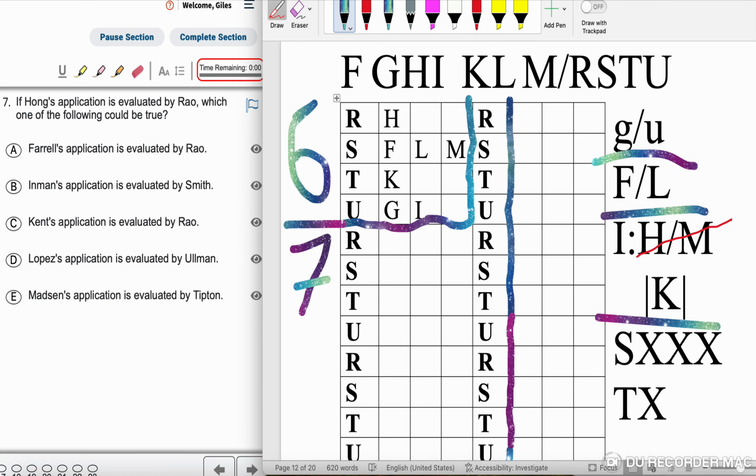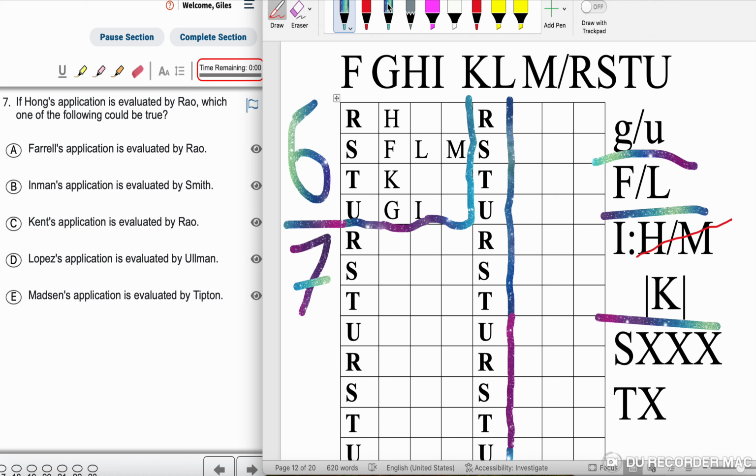Question 7. If H's application is evaluated by R, which one of the following could be true? So here we have H is evaluated by R. Let's see if we can use this world. F's application is evaluated by R? No. I's application evaluated by S? No. K's application evaluated by R? No. L's application evaluated by U? No. Application evaluated by T?